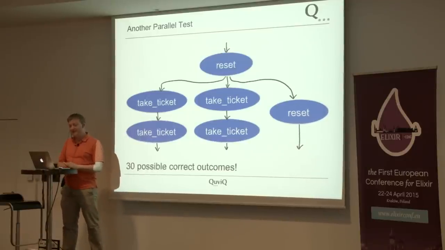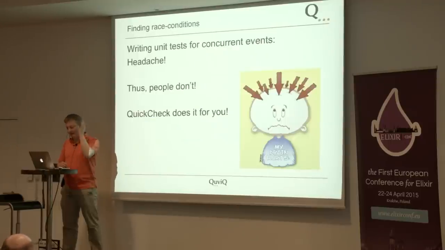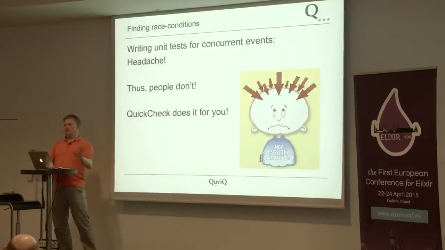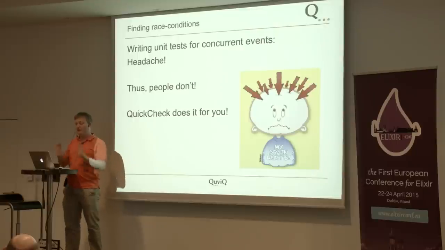And since there's 30 possibilities, and since this is still considered a small test case, you do not want to write a unit test for this. Writing unit tests for concurrency gives you a headache. And people are naturally averse against headaches. So they avoid it, and they avoid writing unit tests for concurrency. If you take any book about software engineering, they say you test concurrency later on. You don't do that in the unit testing. You can't do it, it's impossible.